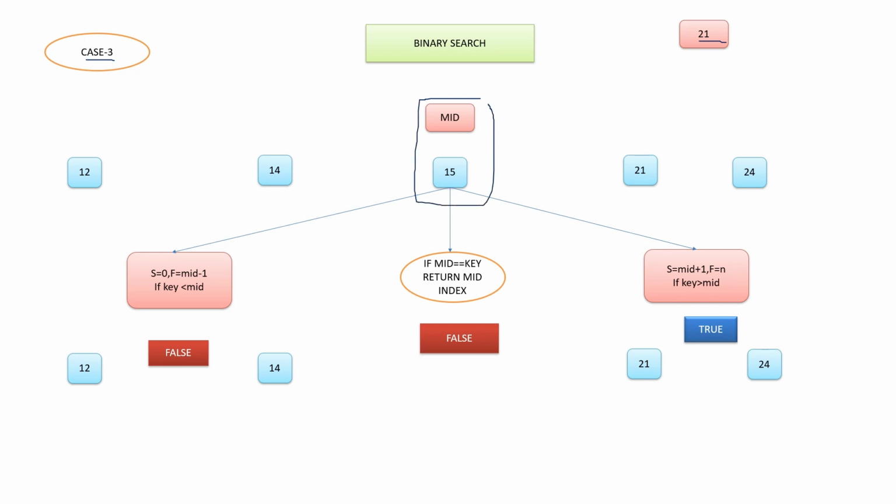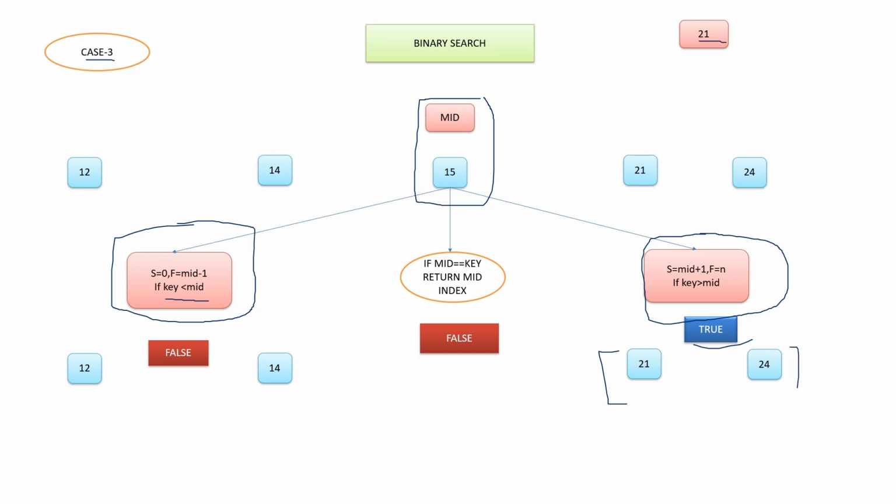If it is not, then we go for the first half of the array, which goes from s equals 0 till f, the final, equals mid minus 1. So there is a condition over here. If the key is smaller than mid, then we go for our first half, or we traverse our first half. But here 21 is greater than 15, so we go for the second half, where the start point is mid plus 1 and it goes till the end. So these conditions are true, and we traverse the second half of our array.